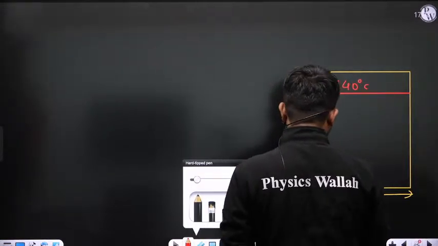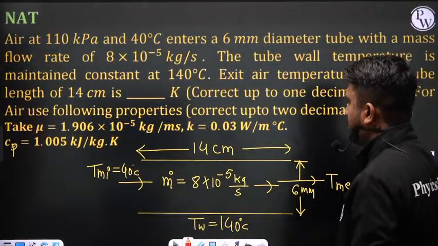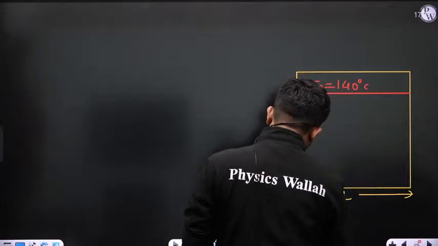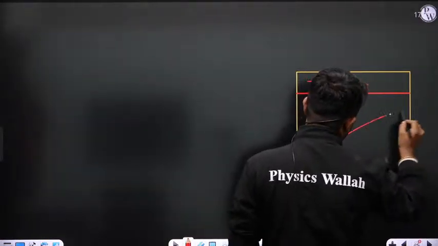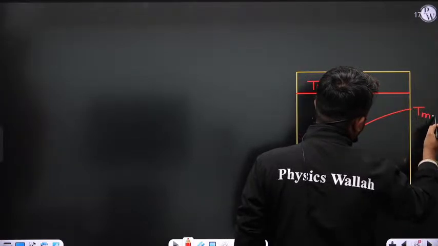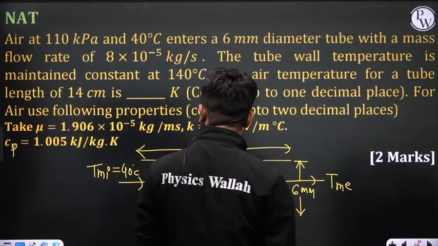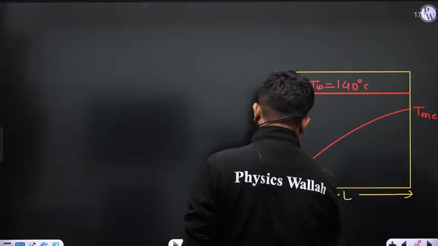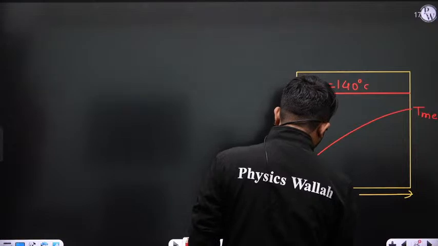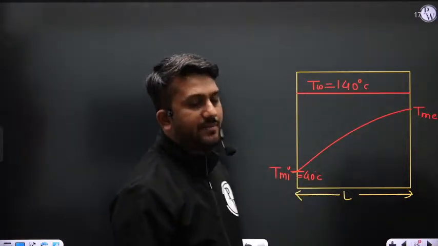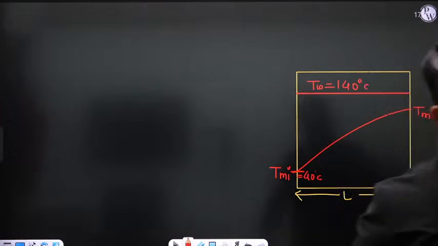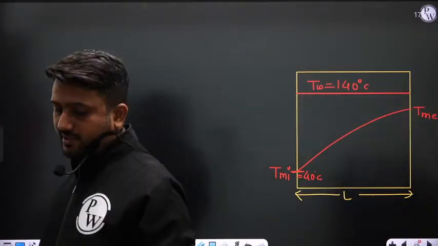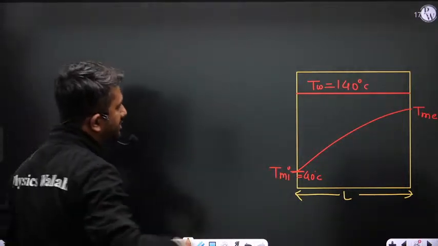And the temperature of the air increases. So this is the Tmi, and this is the Tme. Tmi is given in the problem, that is 40 degrees Celsius. But Tme, that means the exit mean temperature, we don't know, and in the question it is asked what is the mean temperature at the exit.